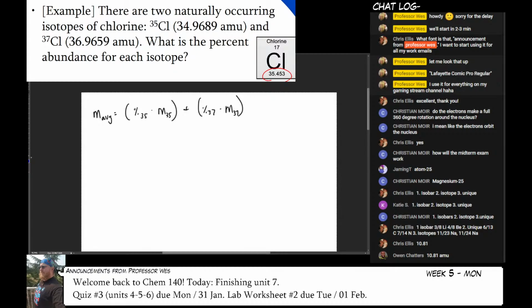Let's look at all the numbers that I know. I know the average mass. That's in the periodic table. It's 35.453. I know the mass of chlorine-35, and I know the mass of chlorine-37. Those are shown. But I don't know these percentages. And so I have an issue. My formula has two unknowns in one equation, and those are impossible to solve precisely.